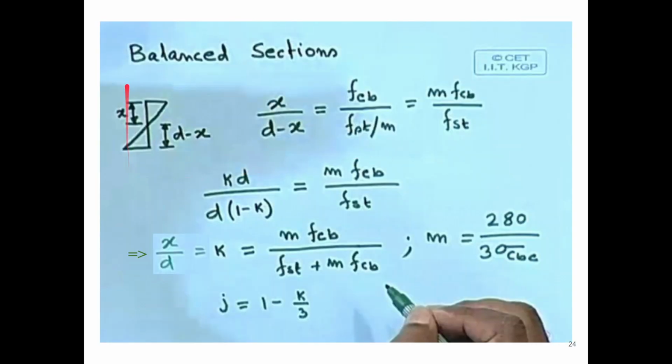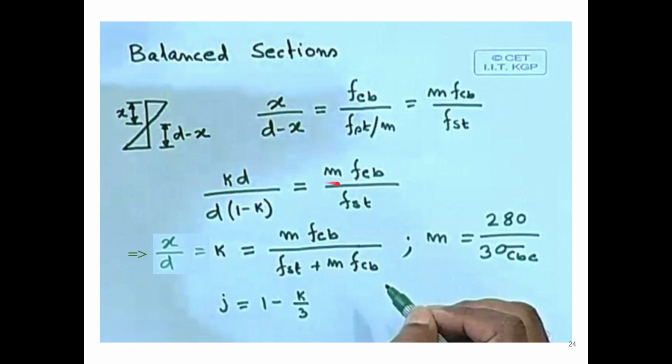If we see here, in the case of the balanced section, x by d minus x is equal to fcb by fst by m. Using the strain, the stress, and the modular ratio, as we discussed, this is the derivation. So this is equal to m fcb by fst, and kd, which is x, d minus x by d minus x.